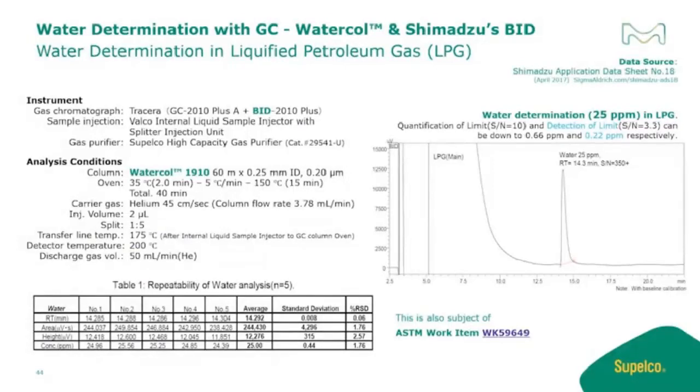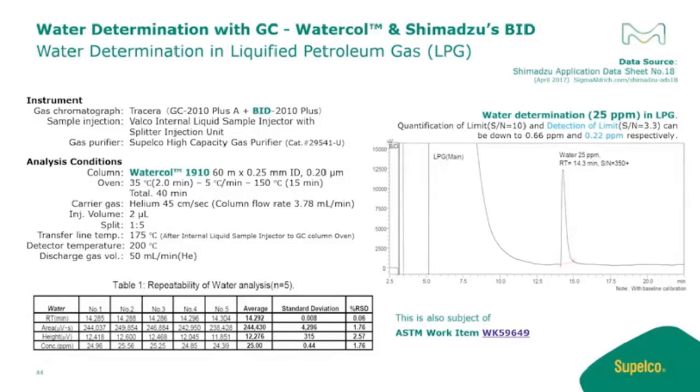Here's some other examples. We're actually working with Shimadzu on an ASTM method for determining water in liquefied petroleum gas. The current method uses Karl Fischer titration in the gaseous form. Very difficult to do. You also have some cross-reaction of some of the odorants added to liquefied petroleum gas, for example propane, with the Karl Fischer reagents to give you some obscured numbers.